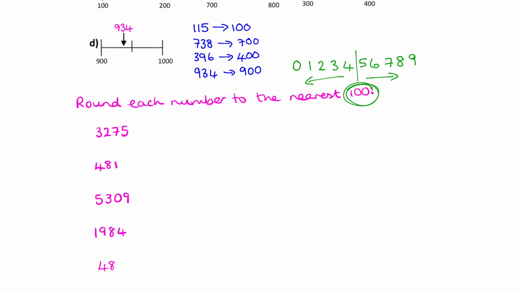3,275. So if you listen, 3,200. So the 2 is the hundreds digit. Okay? So I'm going to underline the hundreds digit and I'm going to circle the one that follows it. So we're deciding if this 2 will stay as a 2. So it's either going to be 3,200 or it's going to be 3,300. And the 7 tells us what to do.